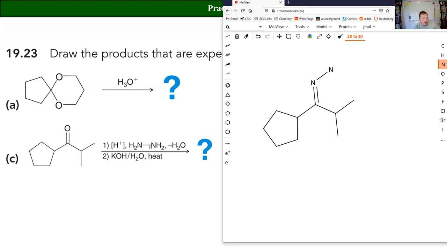In step one, if you have acid and nitrogen and it tells you you're losing a water molecule, we're forming the hydrazone. And then remember, if you take one of these hydrazones, these in particular were important because they can be fully reduced with really easy reagents, with just hydroxide and water. So that's going to further take the same molecule, and now we're going to reduce it and replace those nitrogens with carbon-hydrogen bonds.